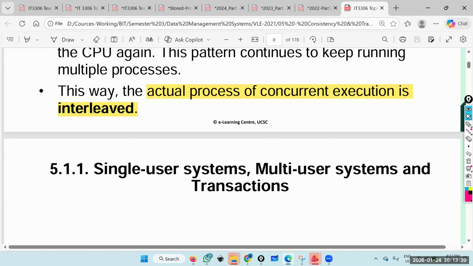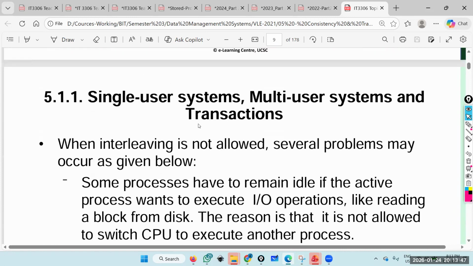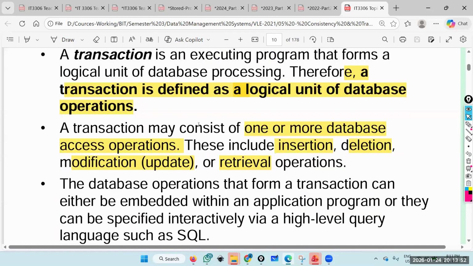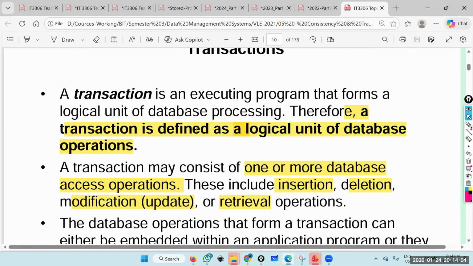So we need to achieve interleaved transactions because those are more efficient, right? Interleaved means a bit of transaction one, a bit of transaction two, a bit of transaction three. So that is why we prefer serializable schedules rather than serial schedules. So a transaction is the logical unit of database operation, the smallest unit. That is why we say atomic.